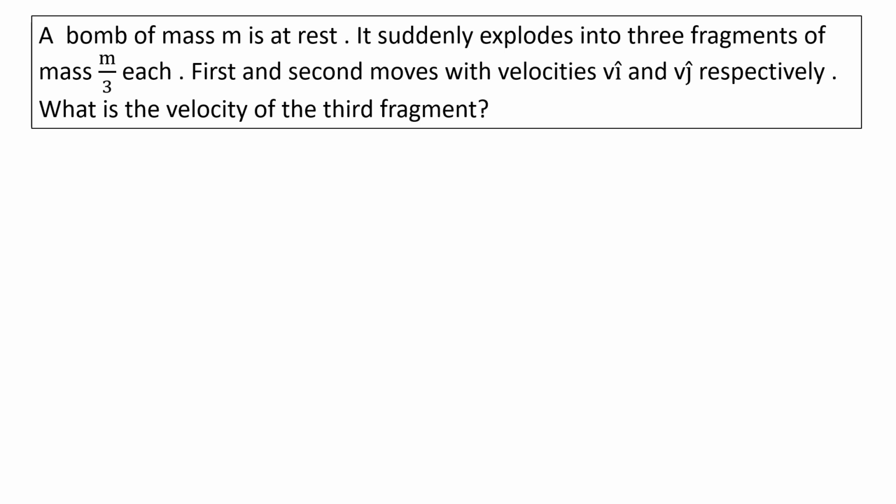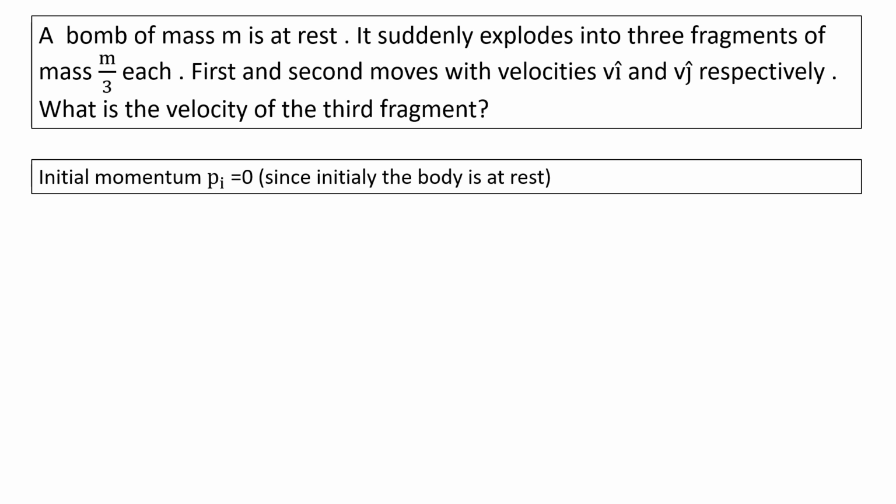A bomb of mass m is at rest. It suddenly explodes into three fragments of mass m by 3 each. First and second move with velocities v i cap and v j cap respectively. What is the velocity of the third fragment? Initial momentum Pi equals 0, since the body is at rest initially.